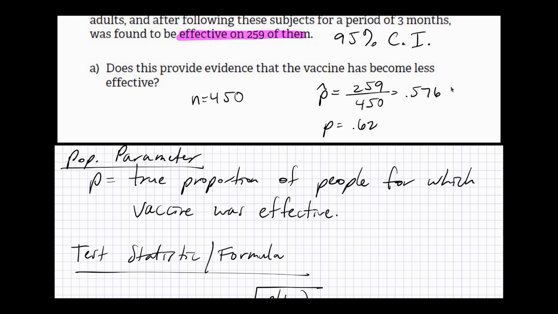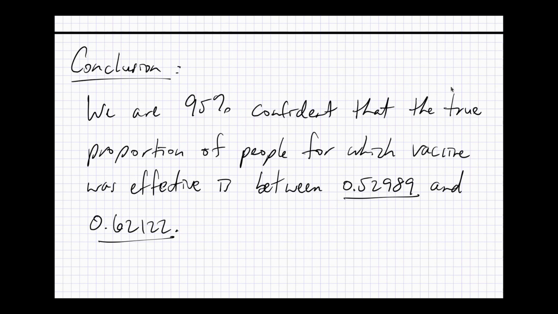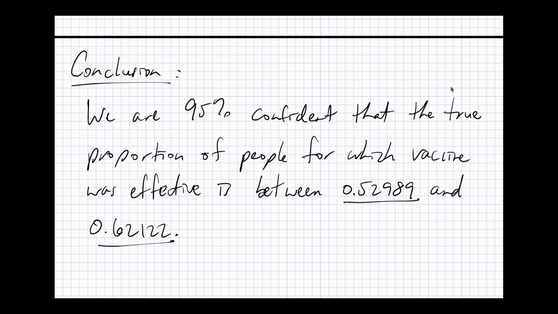Okay. Does this provide evidence? No, it does not. And why? Because 0.62 is within the interval. I didn't write it down because I ran out of space, but this is important. Why is there not enough evidence? Because 0.62 is within the confidence interval. Barely, but it's still there. Okay, that's how you answer the question. If 0.62 wasn't in the interval, then I would say, yes, I have enough evidence to say they're wrong. They have to be wrong. But because it's in there, I can't say they're wrong.